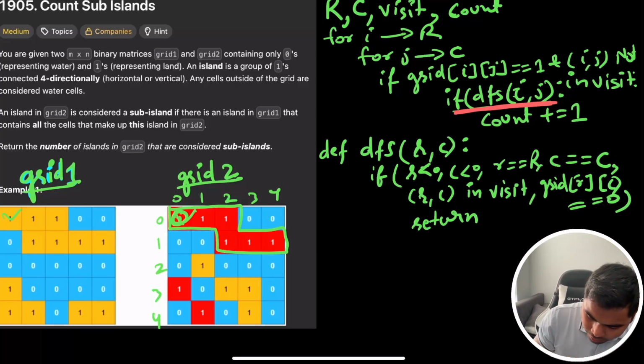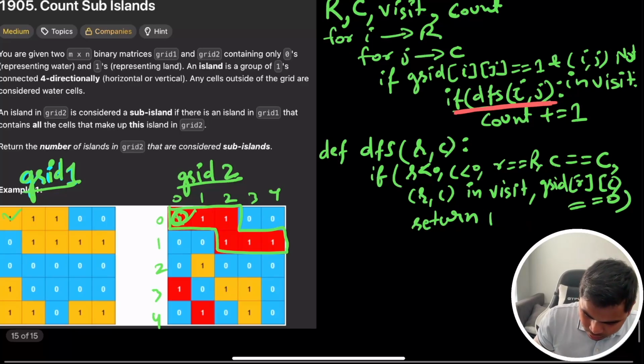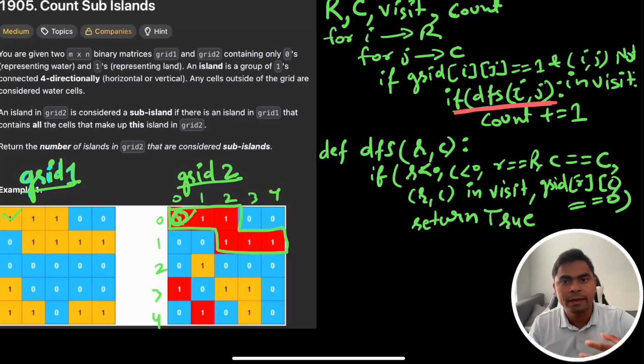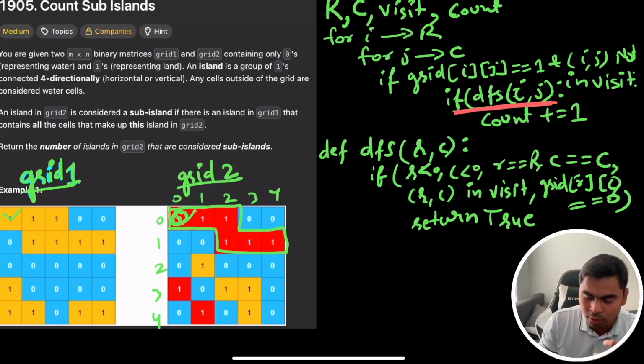So we'll return true from here. Now we only go forward if you are seeing a 1. While exploring the island, you are going to see a 1 because we have already discarded all these other out of bounds and water conditions and already visited cells. So now it's going to be equal to 1.